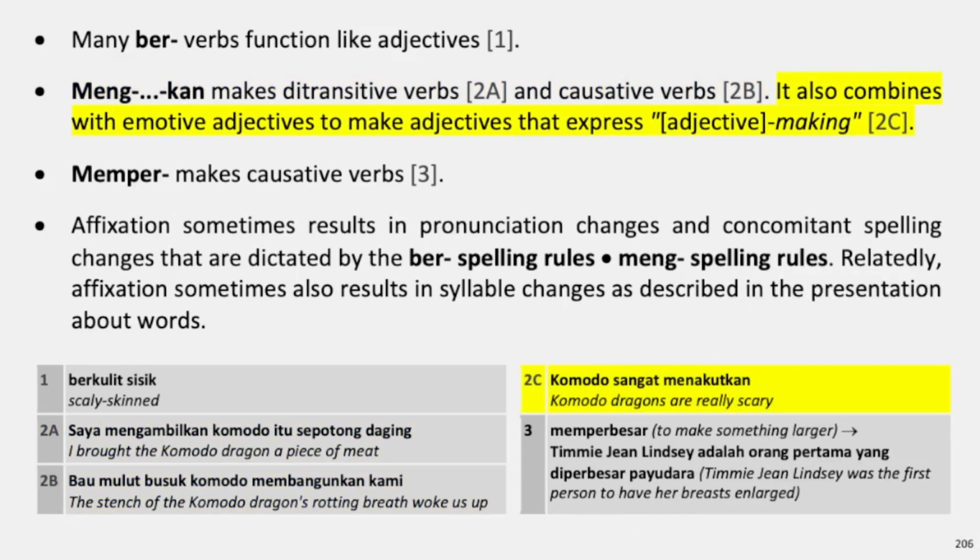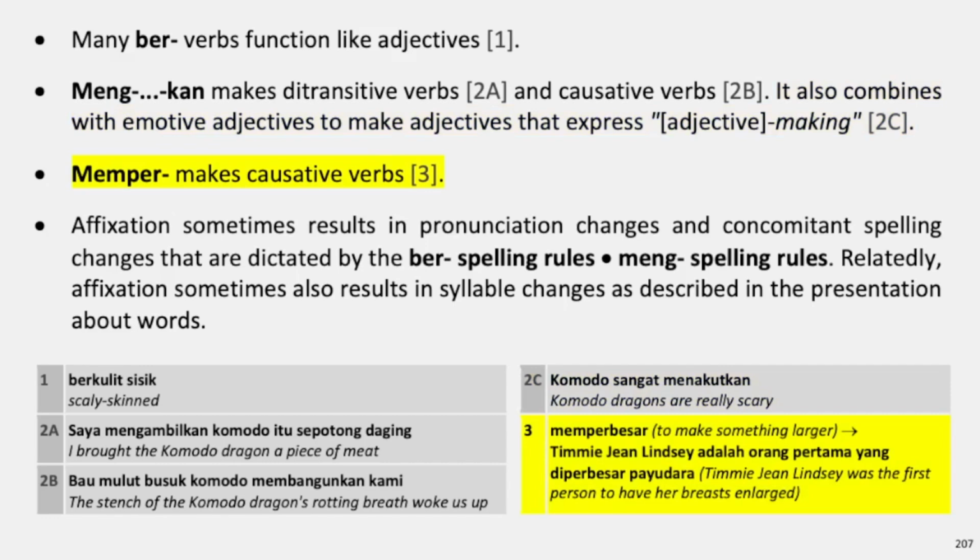Meng-kan also combines with emotive adjectives to make adjectives that express adjective-making, or -ing. In example 2c, Komodo sangat menakutkan. Komodo dragons are really scary. Komodo dragons are really scary-making.